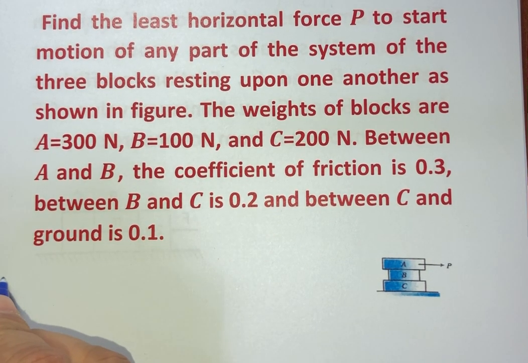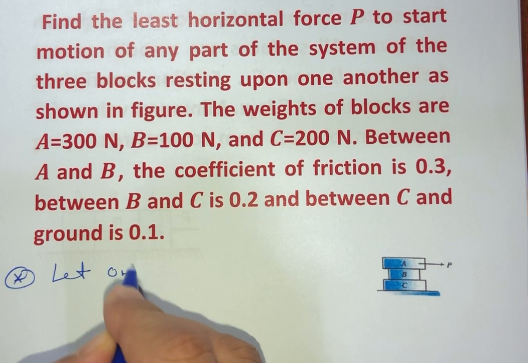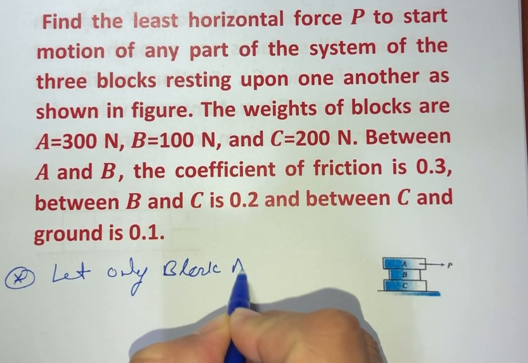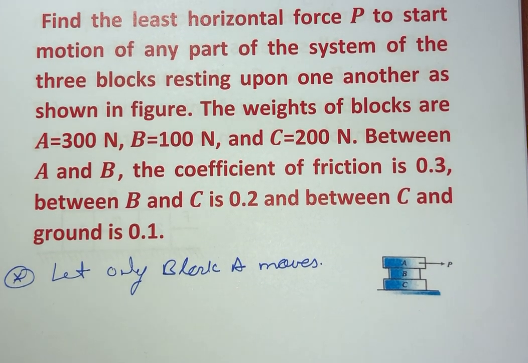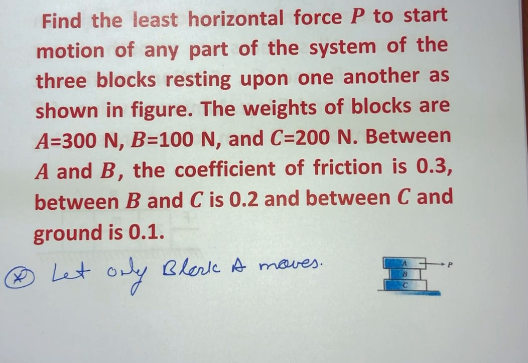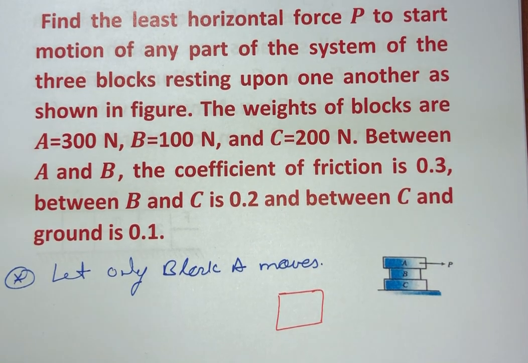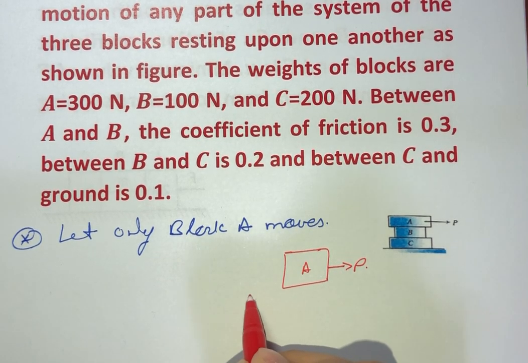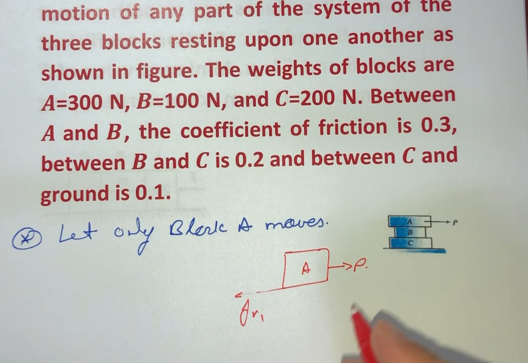So we assume let only block A moves. Okay. So if block A moves only, we can see from here that force P, so this is our block A, force P is being applied on it, and let us suppose there is a frictional force Fr1 on it, and the value of Fr1 we can calculate.